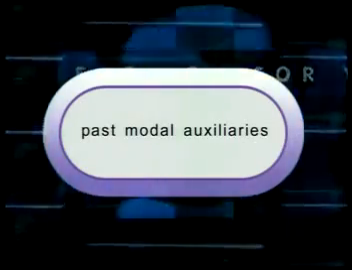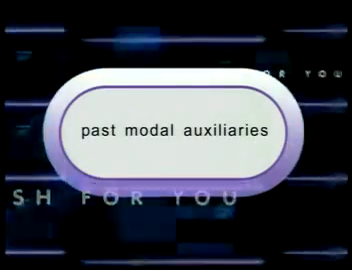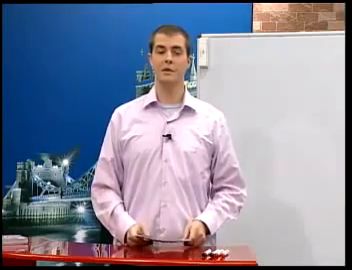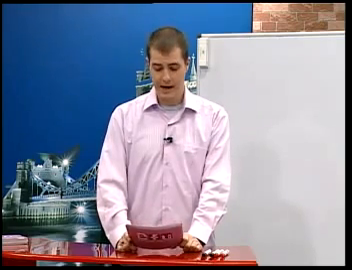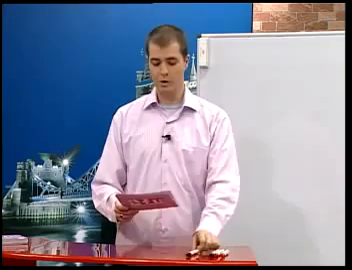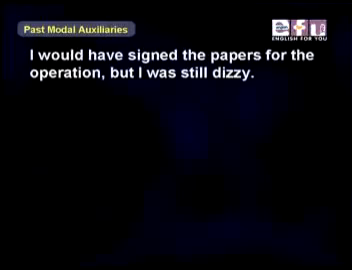Past modal auxiliaries. Okay, so now let's look at past modals. We'll learn four past perfect modal auxiliaries, and these are would have, should have, could have, and might have. The first one we'll look at is would have. Have a look at these sentences.